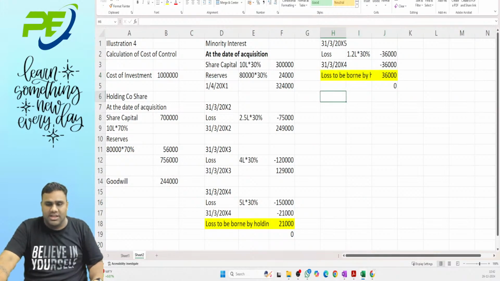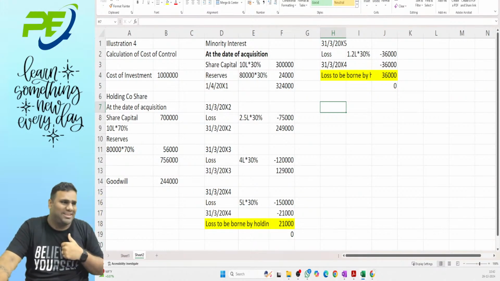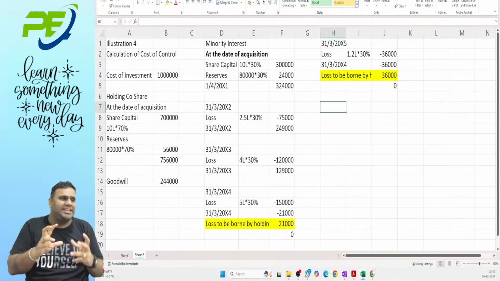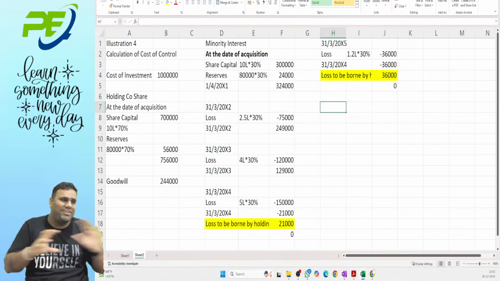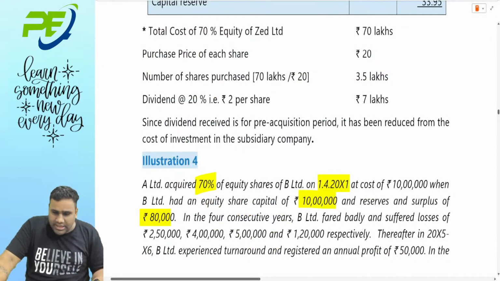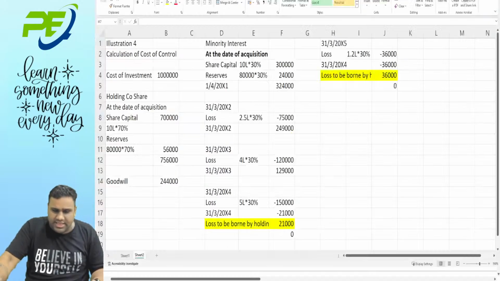Now there was a turnaround. What is turnaround? In SM, I'll explain. Turnaround means that business changed, that time changed, everything changed, and they started becoming profitable. So thereafter, they experienced a turnaround and registered an annual profit of 15,000.